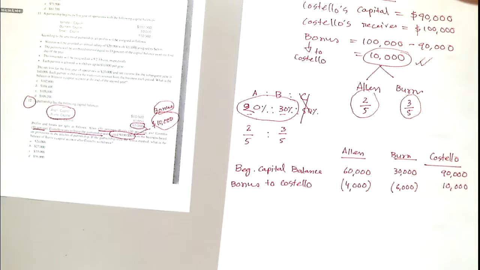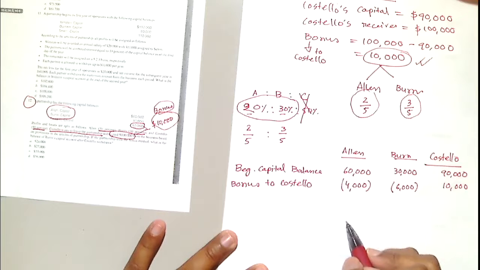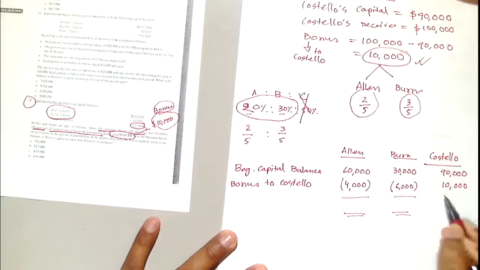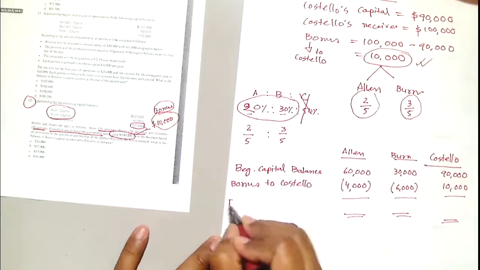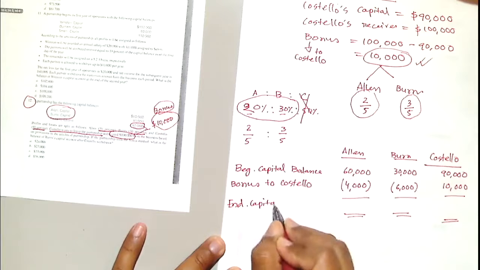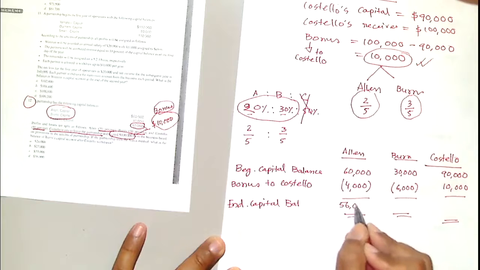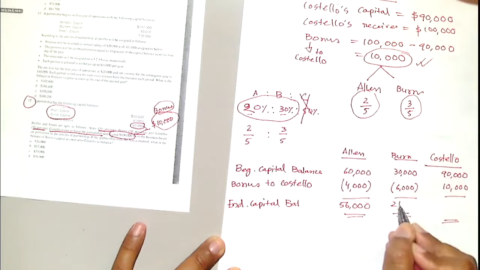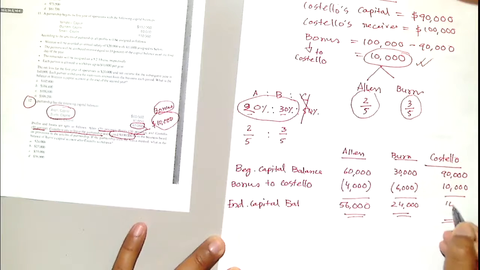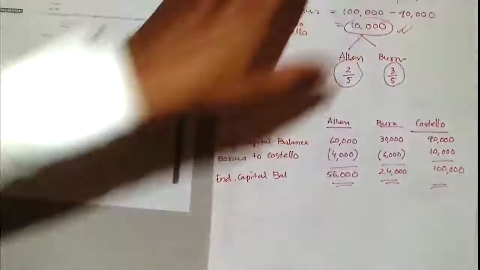So after doing these adjustments, you will see the capital balances. Right, so the capital balances after doing the adjustments, ending capital balance: this is 56,000, this is 24,000, and Costello is 100,000. Now we will do the treatment or the entry for Costello.